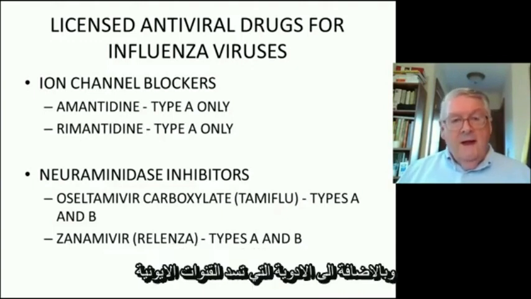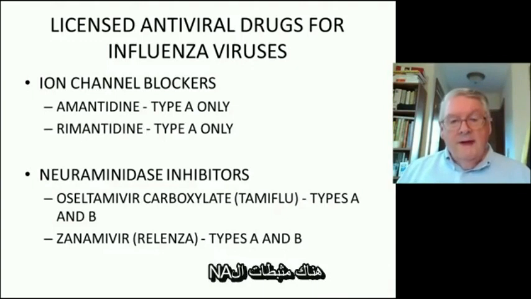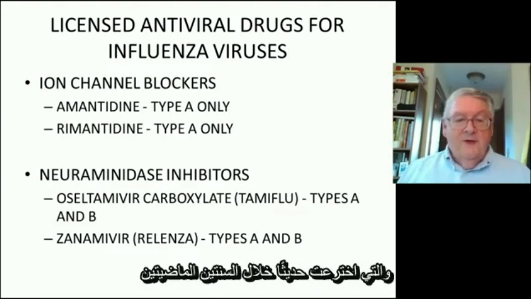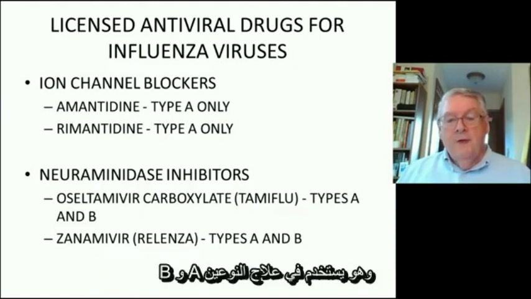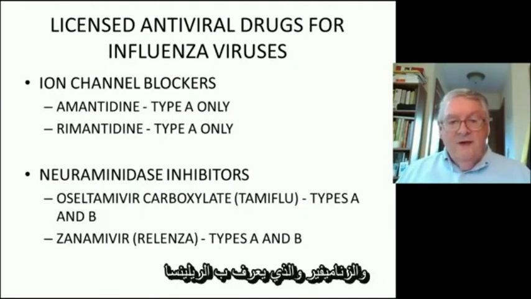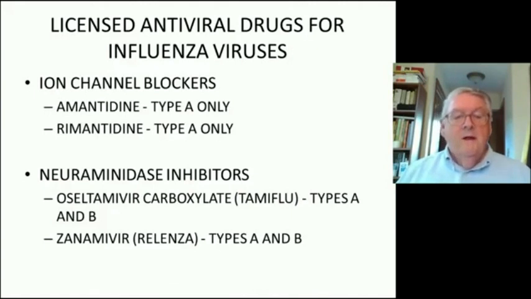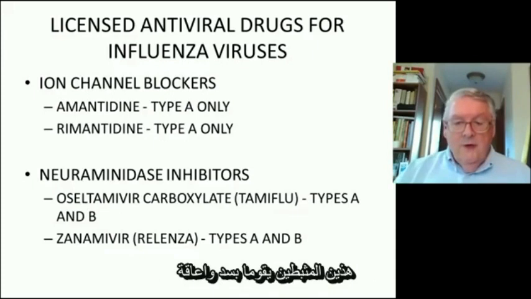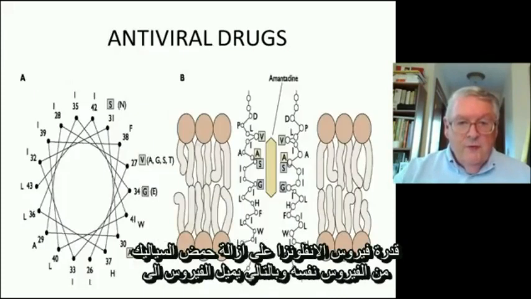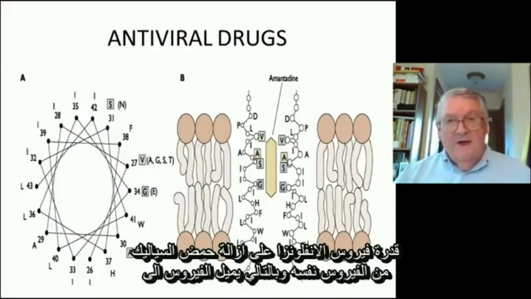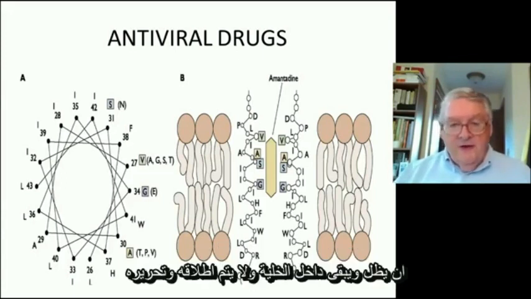In addition to the ion channel blockers, there are neuraminidase inhibitors. These have come about in the last couple of years. One is oseltamivir carboxylate, also known as Tamiflu. It's good for both type A and type B viruses. And zanamivir, or Relenza, also good for type A and type B. These two inhibitors block the ability of influenza viruses to remove the sialic acid from the virus, and hence the virus tends to stay inside the cell and doesn't get released.